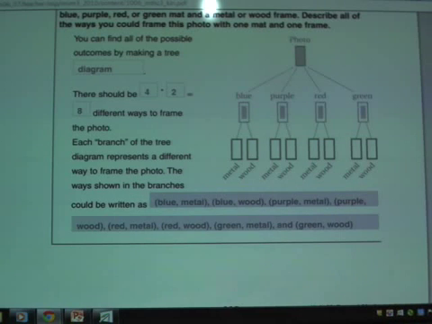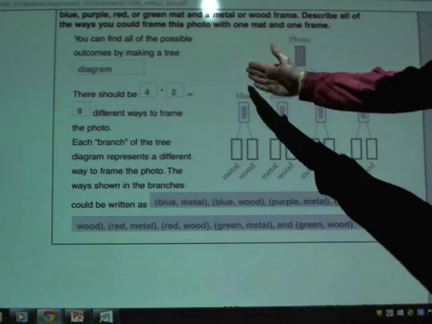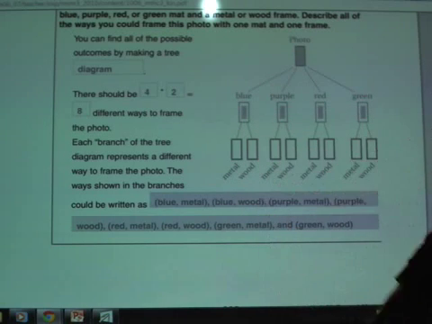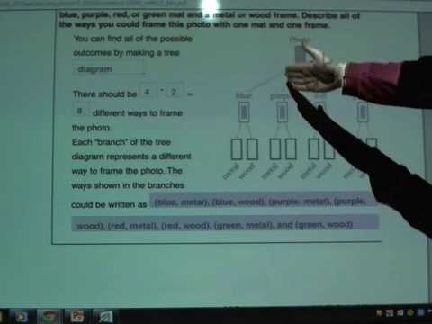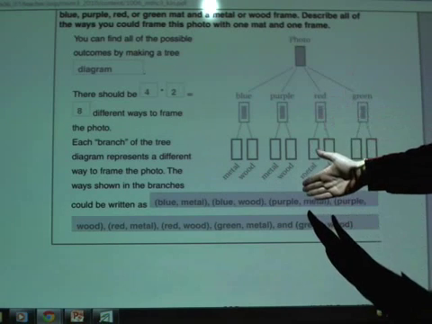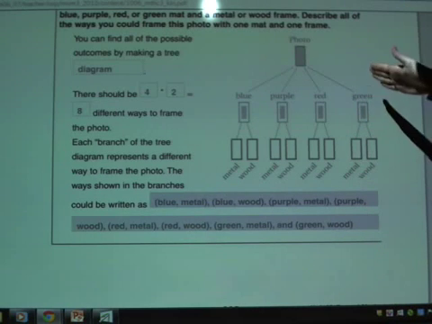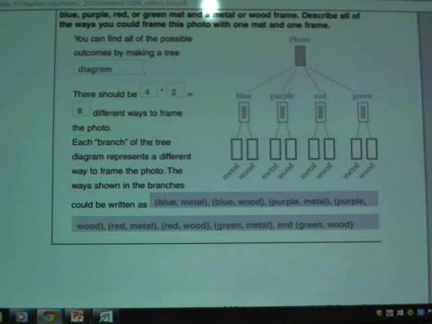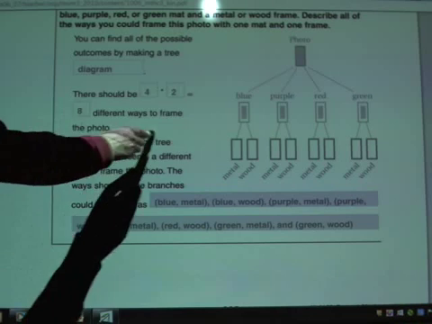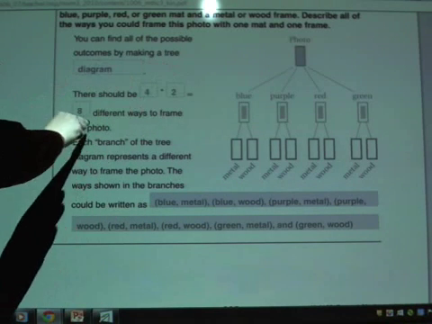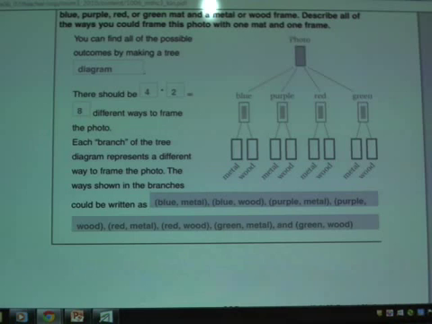What's nice about the tree diagram is it actually lists them. We can have a blue mat and a metal frame, a blue mat and a wood frame, a purple mat and a metal frame, a purple mat and a wood frame, a red mat and a metal frame, a red mat and a wood frame, a green mat and a metal frame, or a green mat and a wood frame. That's what a tree diagram does that's different than the counting principle. The counting principle just gives me a number. And we saw that in action right here. But it doesn't list. The branching diagram shows me the list.